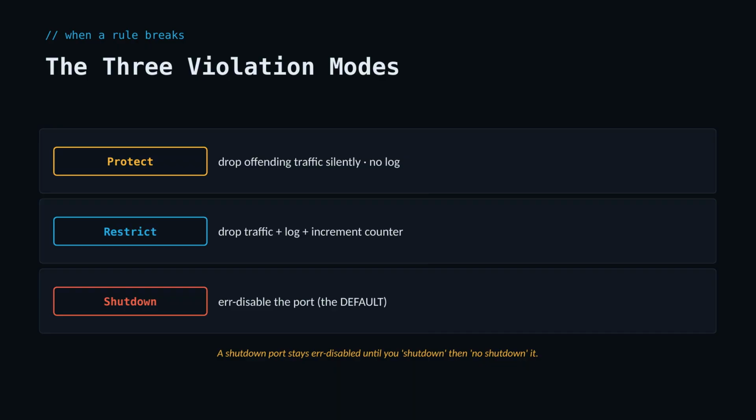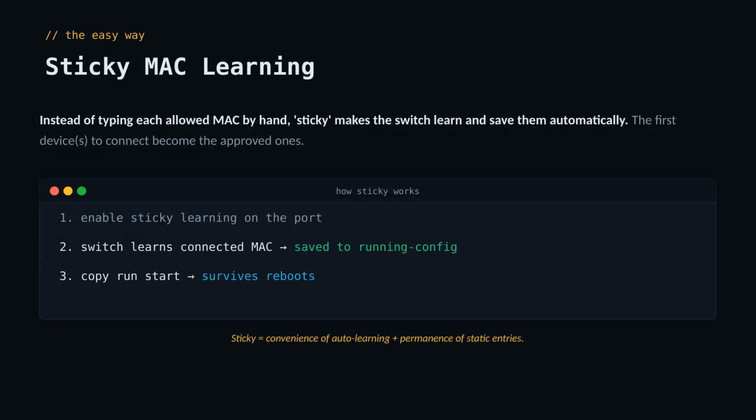Now, manually typing in every approved MAC address gets tedious fast, especially across dozens of access ports. That's where sticky learning comes in. You enable it on the interface, and the switch dynamically learns whatever MAC connects first, then writes it straight into the running config as if you'd typed it yourself. Save that with copy run start, and those entries survive a reboot. So Sticky really gives you the best of both worlds, the convenience of auto-learning with the permanence of static configuration.